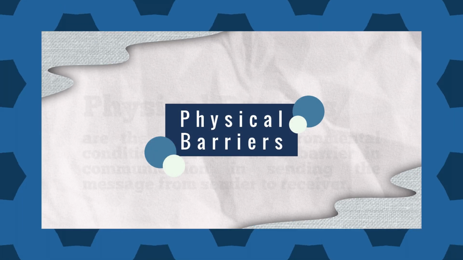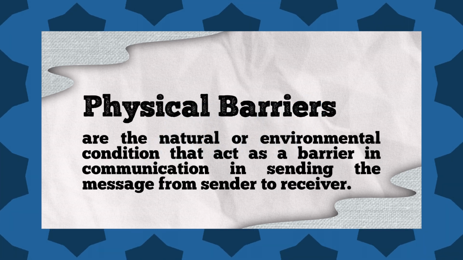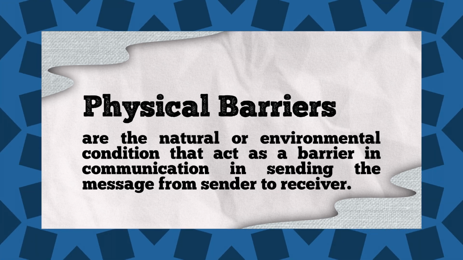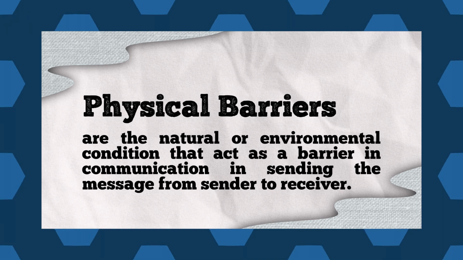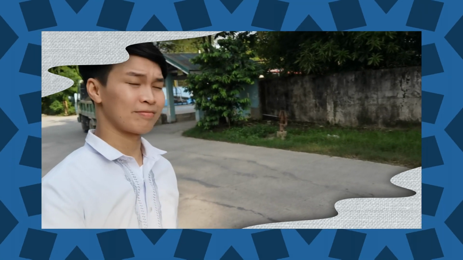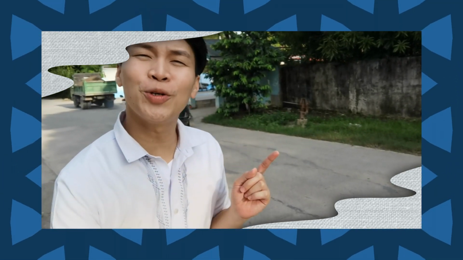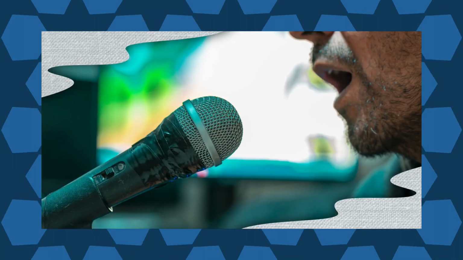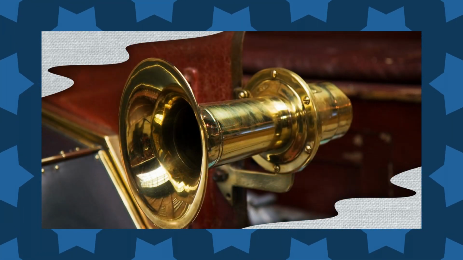Physical barriers. Physical barriers are the natural or environmental condition that act as a barrier in communication in sending the message from sender to receiver. Take a look at this sample. Did you hear those, class? Those are examples of physical noise or physical barriers. Other examples are people talking too loud, noise from a construction site, loud sound of a karaoke, blaring of jeepney horns.